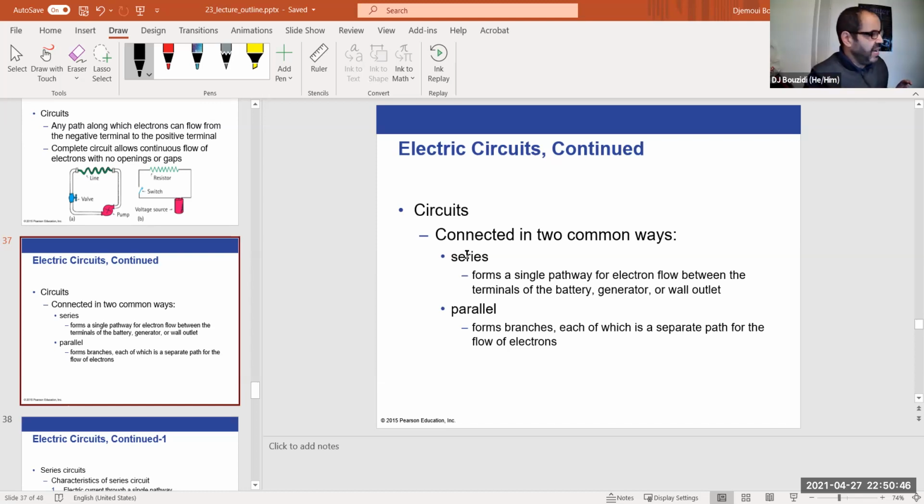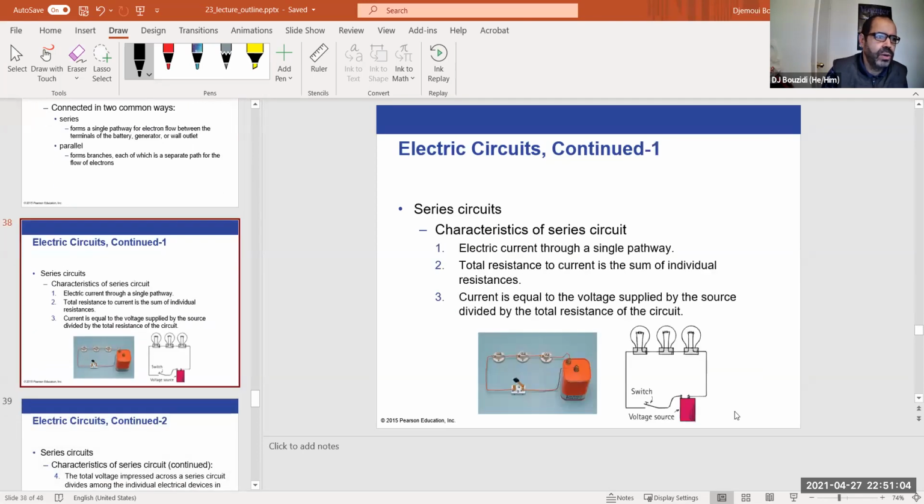If you look at any plug in your household, it's 120 volt, meaning that this one and the one below it, both of them have 120 volt. They are not one after the other. They are actually next to one another. That is why it's called parallel connections. So here is how they would look.